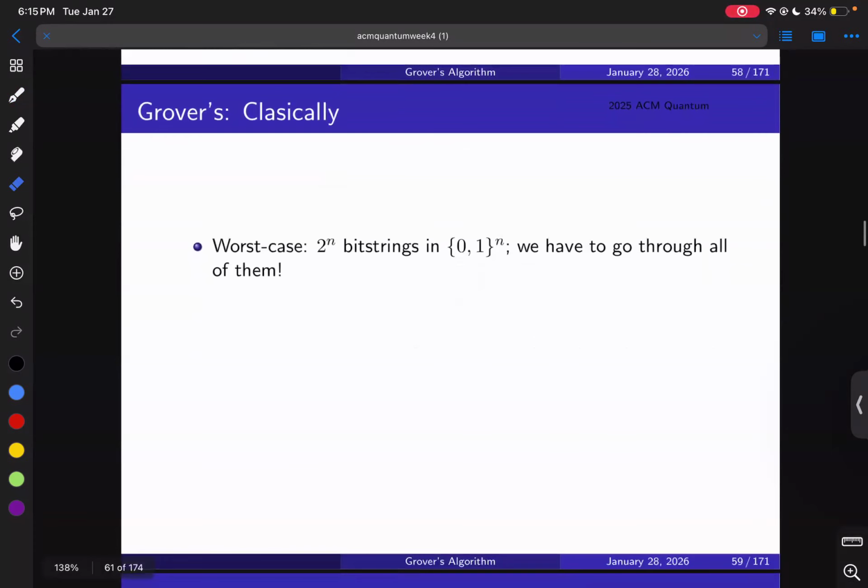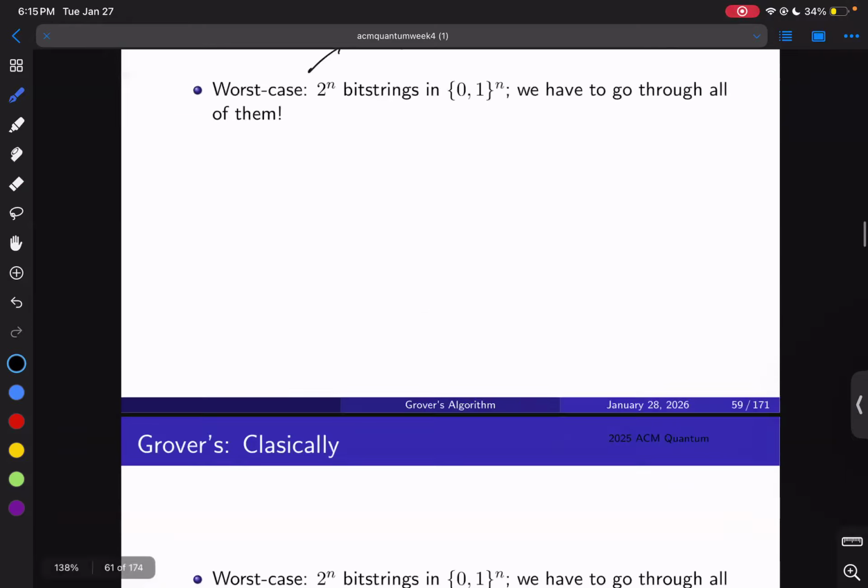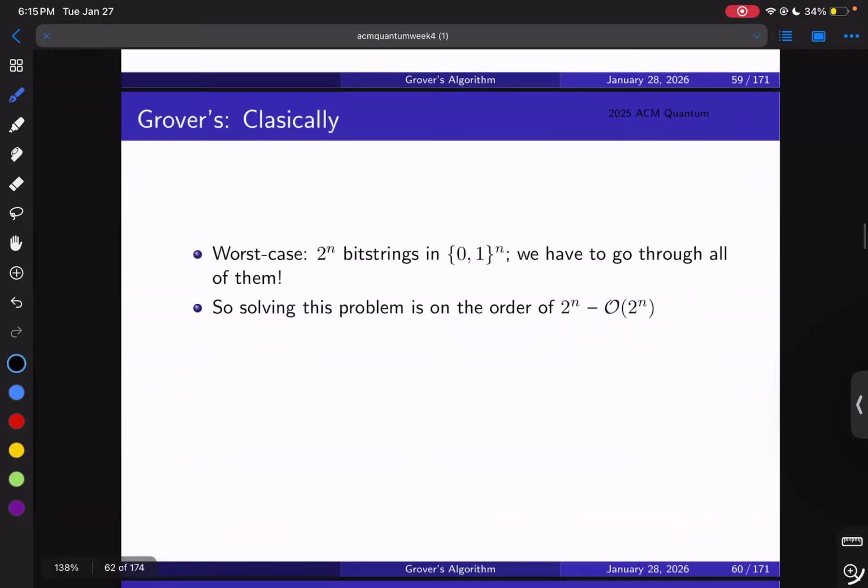So in the worst case, you go through all 2 to the n bit strings, which are your possible inputs. That would be if x naught is all ones, right? Because you're going through each bit string in order. And so that means this solution is exponential in size. We use big O notation: it takes exponentially many queries, so calls to the function f.